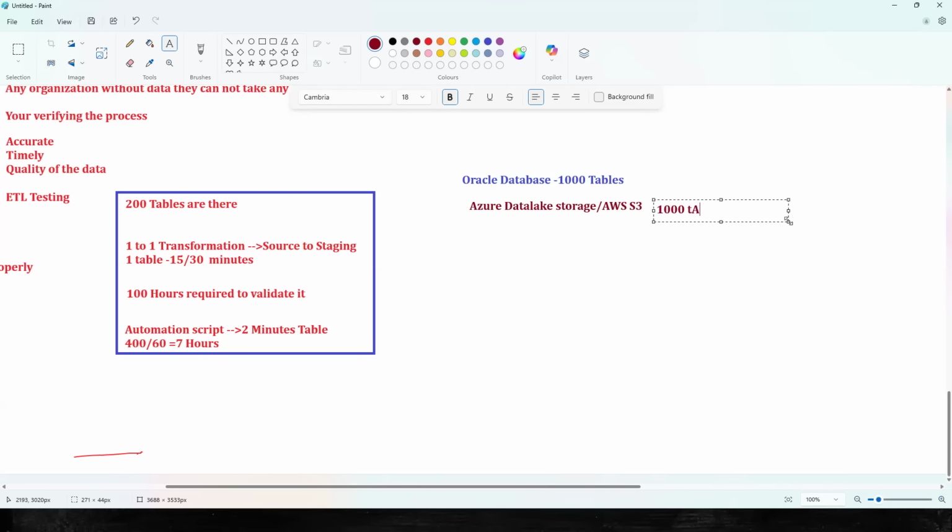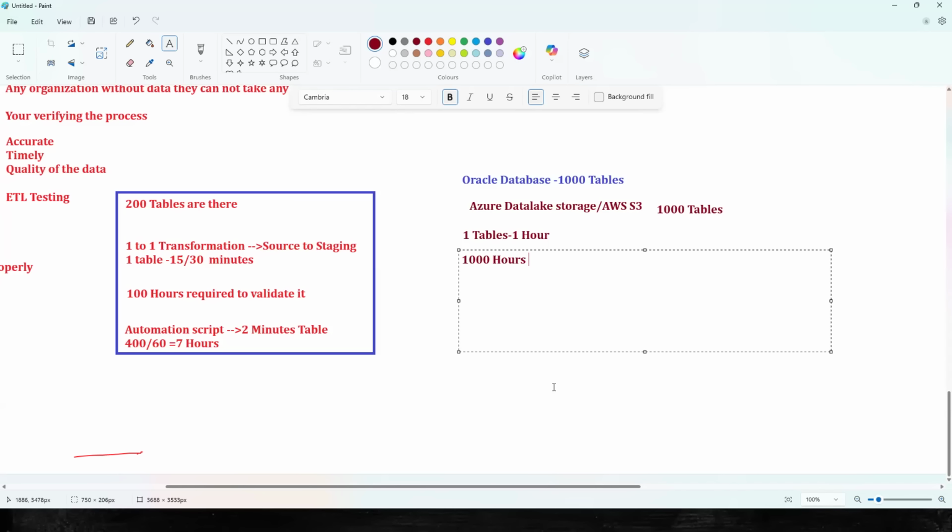Now tell me, if I ask you to validate these 1,000 tables, if one table is validated manually, is it going to take a couple of hours? Just consider it 1 hour, in a best case. Now, 1,000 tables, should we require 1,000 hours? Guys, should we require 1,000 hours?